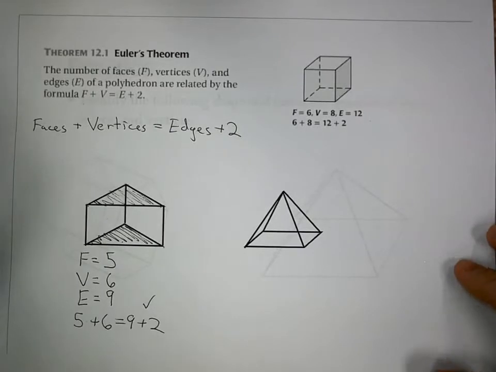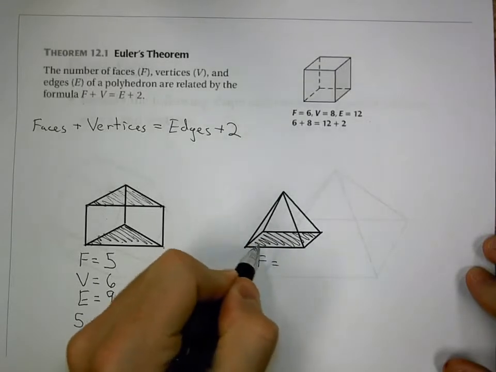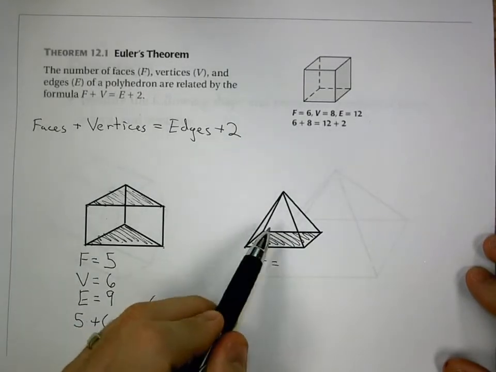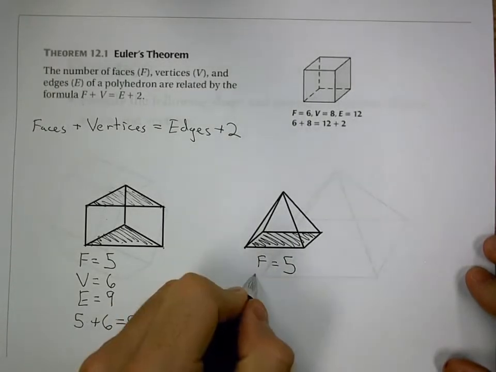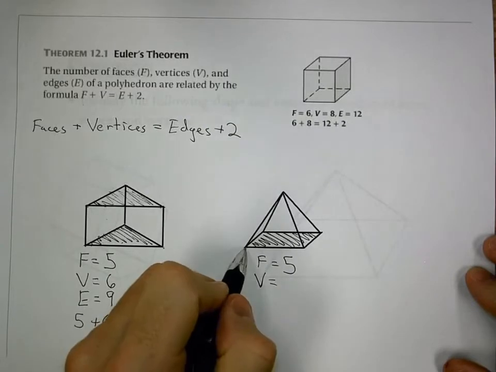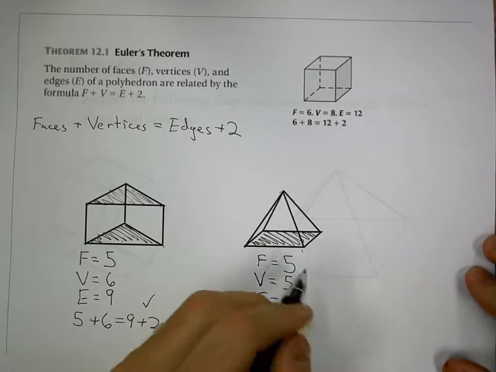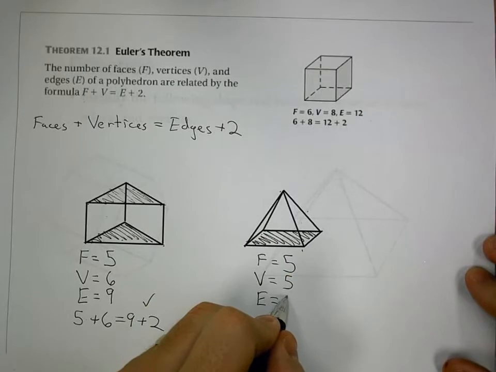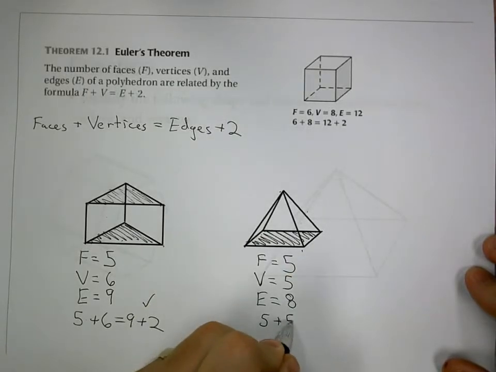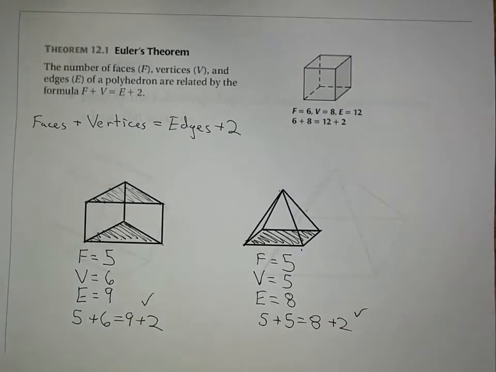Next, I have a rectangular pyramid. If I look at the number of faces, well, I have my base, that's a rectangle, and then I have the 4 sides of the pyramid going up to the point, so that would give me 5 total. Vertices is corners, 1, 2, 3, 4, 5. Edges, number of lines, I have 4 that give me the rectangle, and then 4 that go to the point, gives me 8. 5 plus 5 equals 8 plus 2. That one checks out.